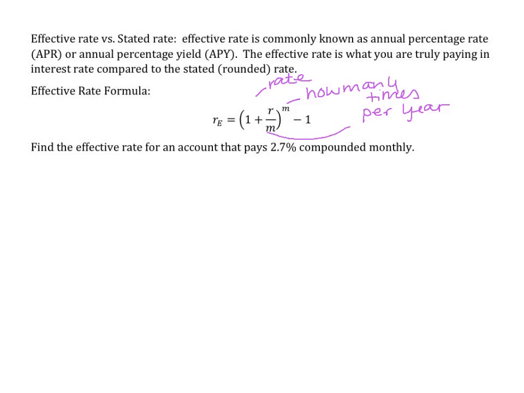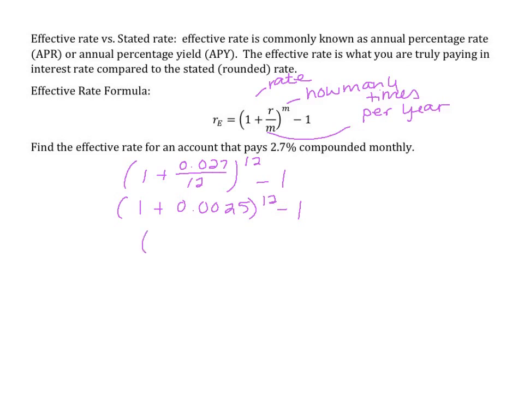All right, so let's find it. We have 1 plus the rate given, which is 2.7%, so 0.027. We are compounded monthly, so 12 times per year, and then we'll also raise that to the 12th power, and we'll subtract 1. Using our calculator, go ahead and divide 0.027 by 12, and we should get 1 plus 0.0025 to the 12th power, subtract 1.